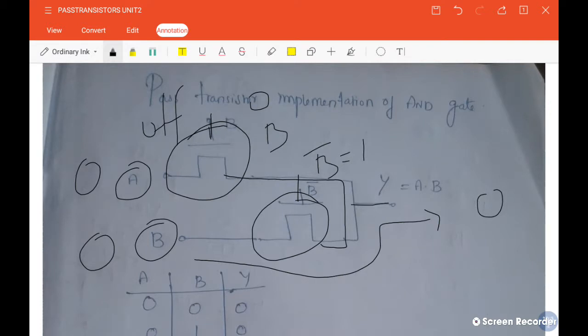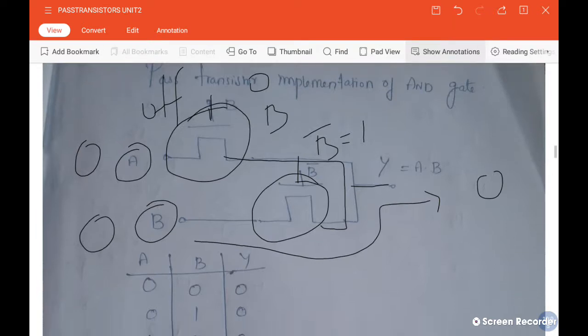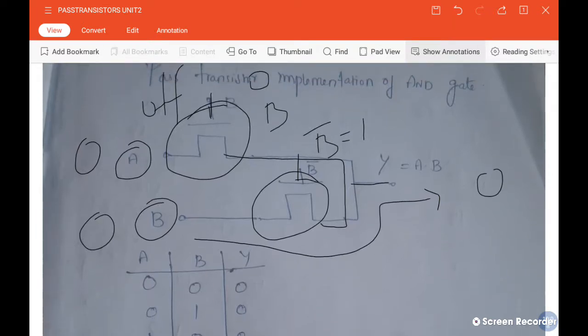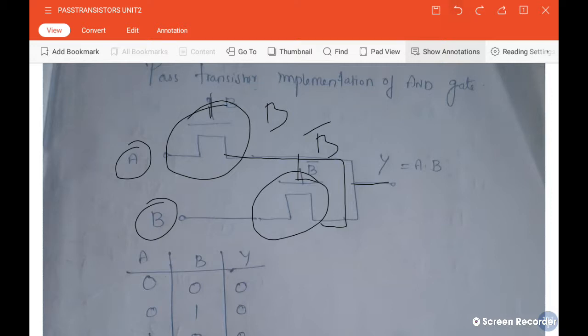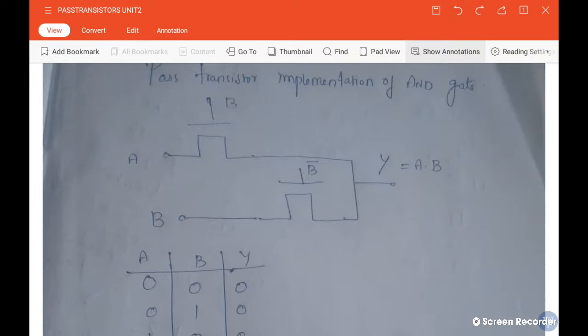Similarly, when A is equal to 0 and B is equal to 1, what will happen? A is 0, B is 1. You apply the values in the circuit so that you can identify the functions easily. Okay, now I have cleared all the writings.